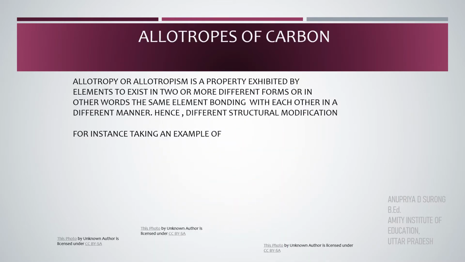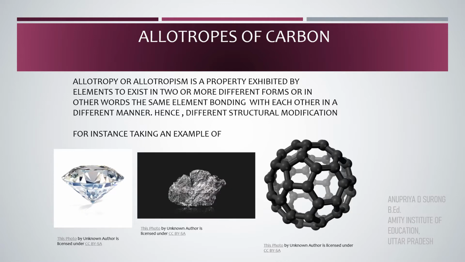Allotropy or allotropism is a property exhibited by elements to exist in two or more different forms, or in other simple words, the same element bonding with each other in a different manner, hence different structural modification. For instance, taking an example of diamond, graphite, and fullerene.